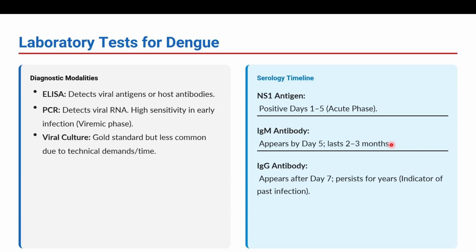NS1 is usually positive from the onset of the fever, from day 1 to 5. Then IgM appears by around day 5. It can last up to 2 to 3 months. IgG antibody appears after day 7 and can persist for years, an indicator of past infection.